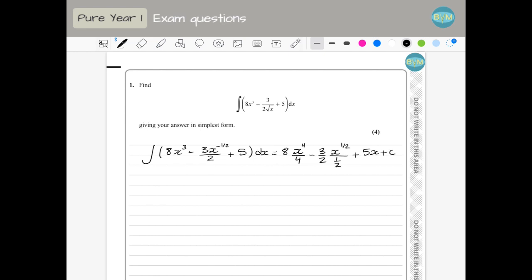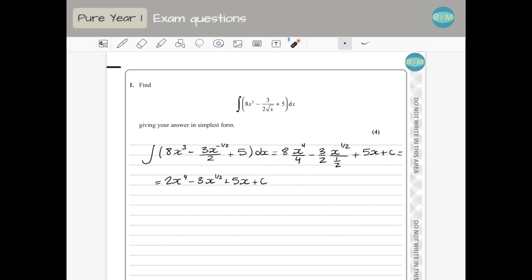And now I'm going to organize a bit the coefficients. So I have 8 divided by 4, 2. And that's what they mean when they say write in the simplest form. It's just simplifying the coefficients. Then minus 3/2 divided by a half is 3, and x to the power of 1/2 plus 5x plus c.